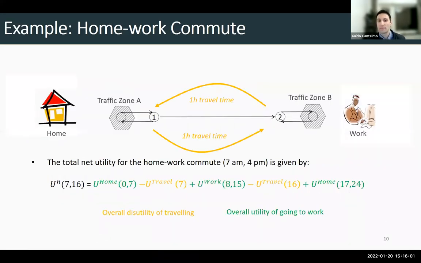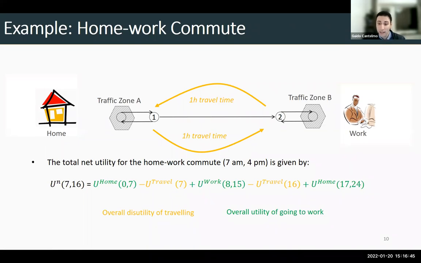Let's make an example. Let's say that we want to do the simplest possible case. We want to model the home-work commute for this network. So no route choice, no mode choice, only departure time choice. Now, the utility of the home-work commute, let's say leaving home at 7 o'clock in the morning and returning at 4 in the afternoon, is given by this equation at the bottom. So your utility is a function of your departure time, 7 and 4 in the afternoon, and you have 5 utility functions: utility of staying home in the morning, utility of traveling at 7, utility of work, utility of traveling at 4 in the afternoon, and the utility of staying home in the evening.